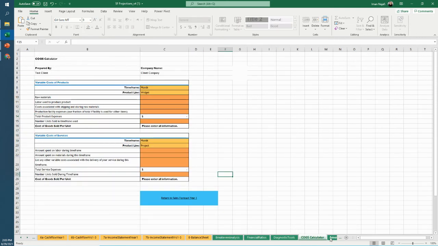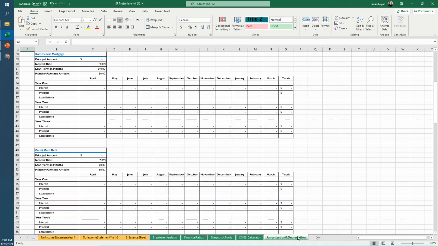In addition to that, we have a tool for calculating the cost of goods sold and also amortization and depreciation. So I believe that whatever you need is provided in this template. As long as you can use the template, it will be a very good source for you to have a great forecasting system developed for yourself and for your company. And for sure, the output of that will be a wow for your investors.